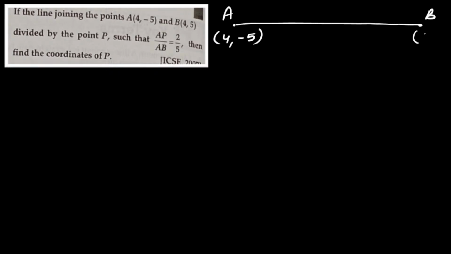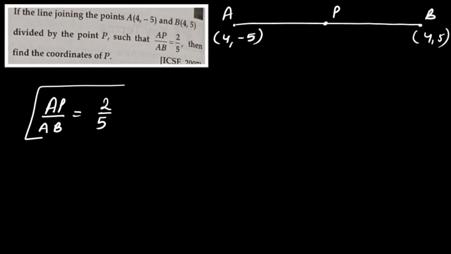If the line segment joining the points A and B. So let us first draw the line segment joining points A and B. The coordinates of A are 4 comma minus 5 and the coordinates of B are 4 comma 5, divided by the point P. So this line segment is divided by point P in some ratio. What ratio is given to us? It's not directly given. It's given as AP by AB is equal to 2 by 5.